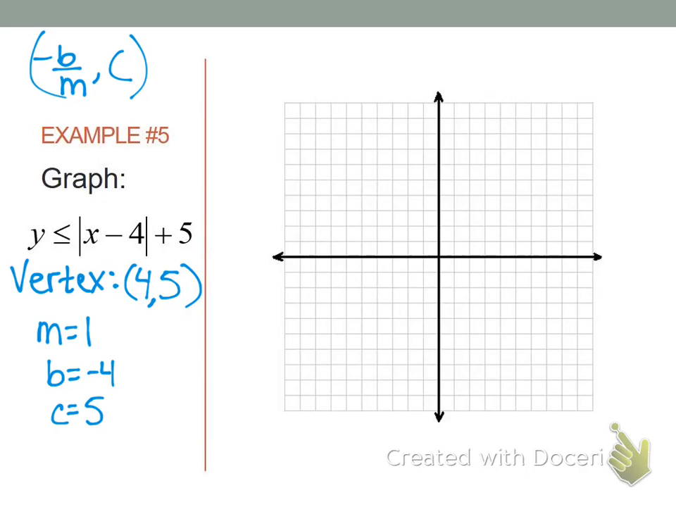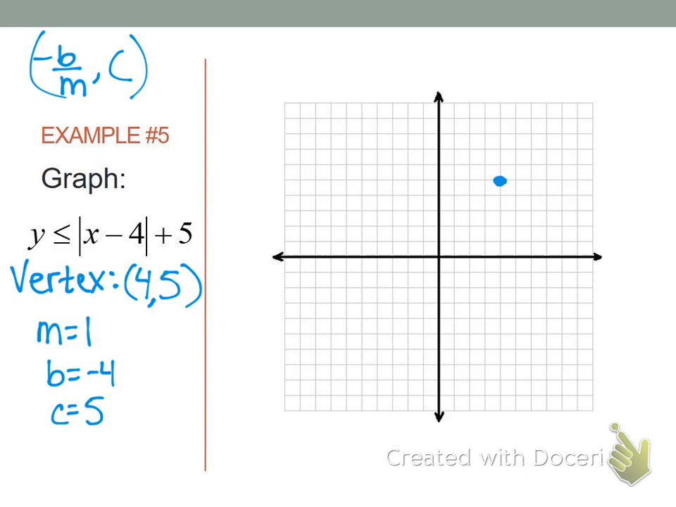Let me see if I can get this on here. 1, 2, 3, 4. 1, 2, 3, 4, 5. Okay. There's our vertex. Now we have to know, is this going to open up or down? Up. Our V opens up because it is positive in front of the absolute value bars. So we can use our slope to get more points. What's our slope? 1 over 1.